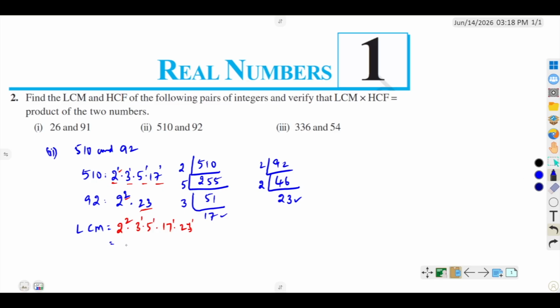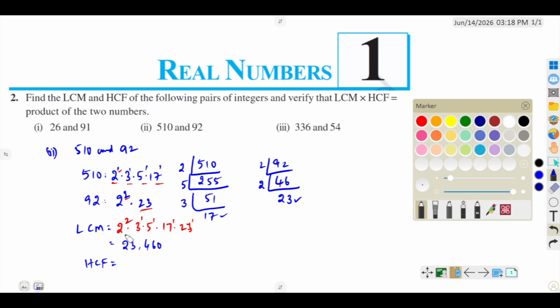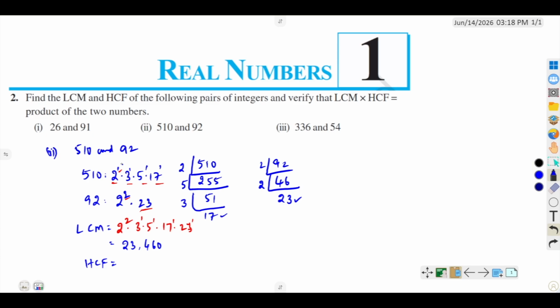Okay, now let's multiply to get the LCM. Once you multiply, you will get 23,460. Now let's find the HCF. HCF means the lowest power of the common factor. The common factor is 2, with power 1 in 510 and 2 square here. So we have to take the least power. Least power is 1, so 2 power 1, that is 2. So this is your HCF.